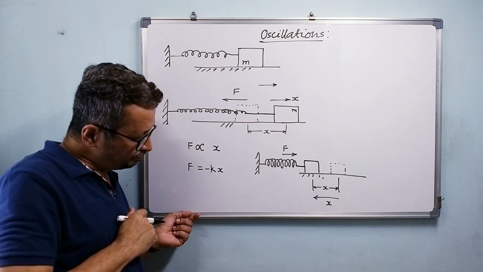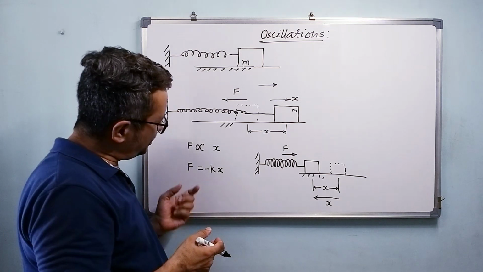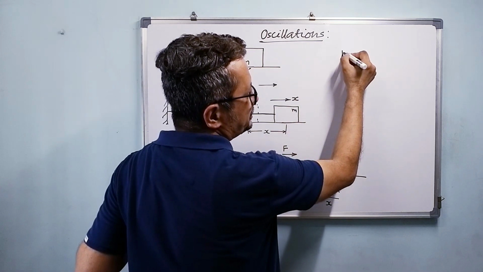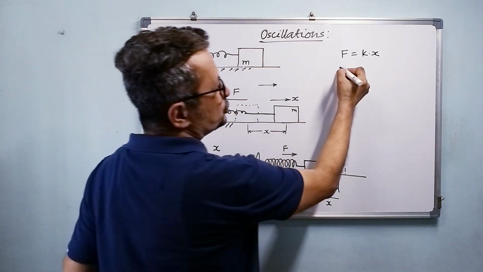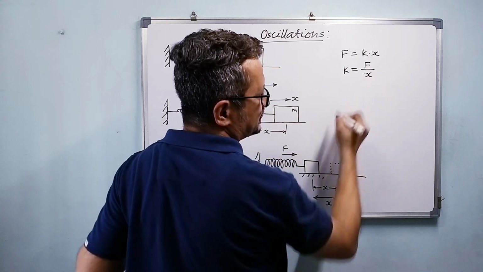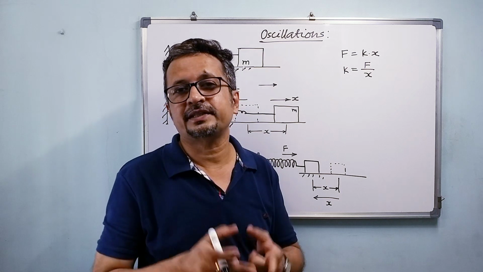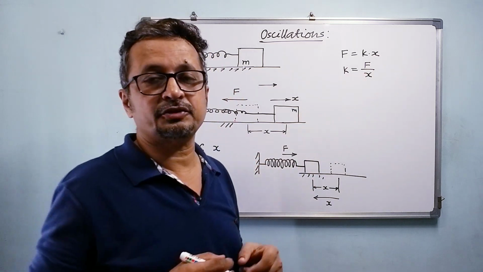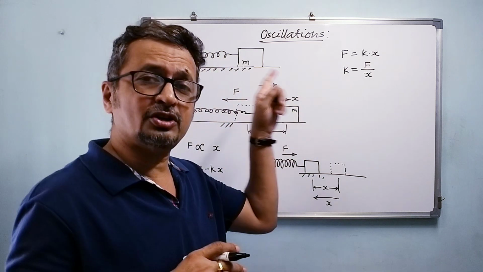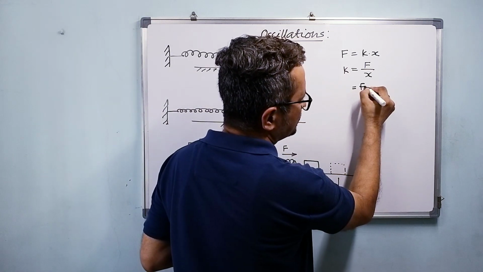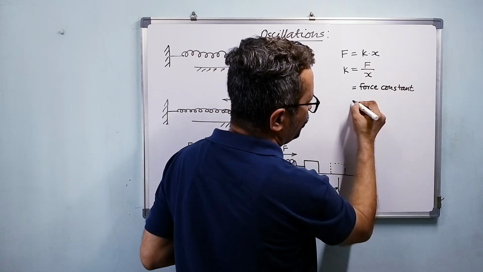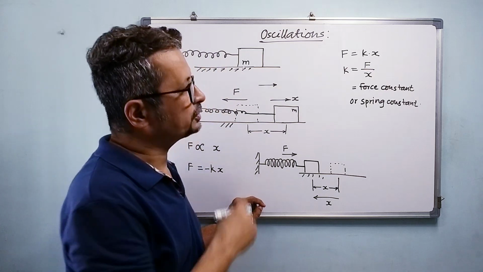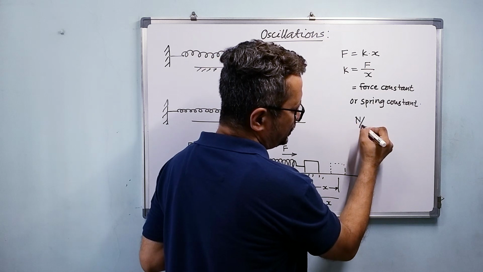Now I have introduced this constant of proportionality, so we need to name it. Correct. So how do we do that? Numerically, I would say F is equal to K into X. So my K would be equal to F upon X. So it is the ratio of the internal elastic restoring force exerted by the spring per unit displacement. This K, this constant K, is called the force constant or spring constant, and its SI unit would be Newton per meter.